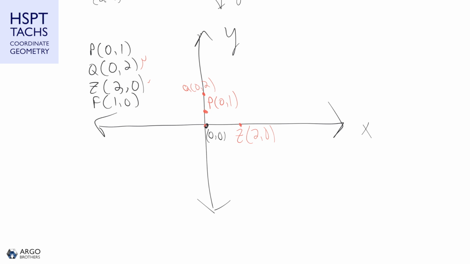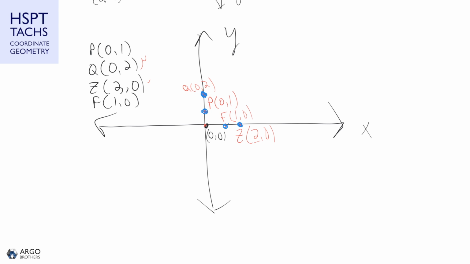And now let's do F, which is 1, comma 0. 1 would be here, halfway between 0 and 2, and then go up 0. So that's it. So F is 1, comma 0. Now these are our points, and I'm just eyeballing where 2 is and where 1 is, and that's fine. So let me highlight our points. Great, so these are our points.